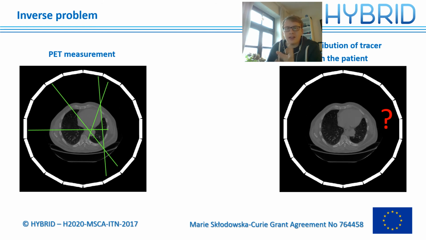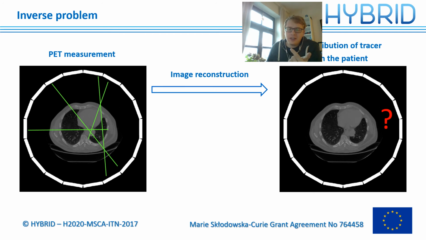How do we actually get the distribution of tracer in the patient? So this is the image reconstruction approach. The problem is that this distribution in the patient is causing this measurement. So this is called an inverse problem because we want to go from the measurement back to the origin, to the cause of our measurement. So we want to find those positions.